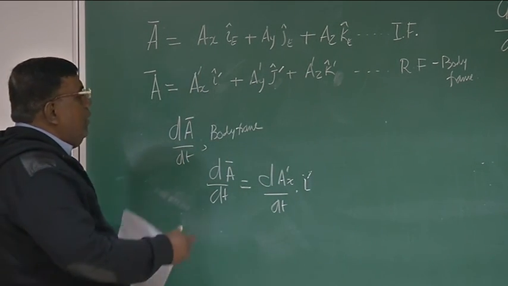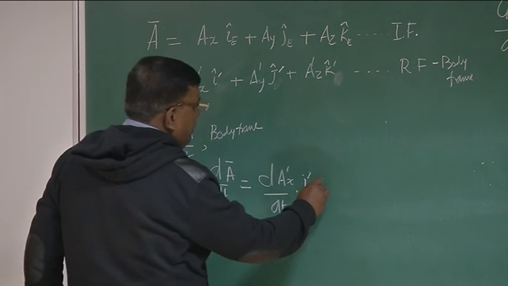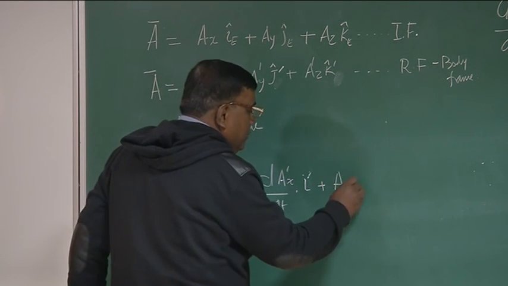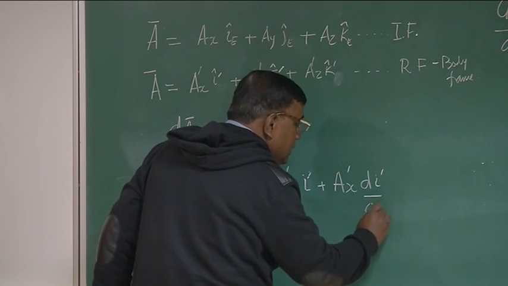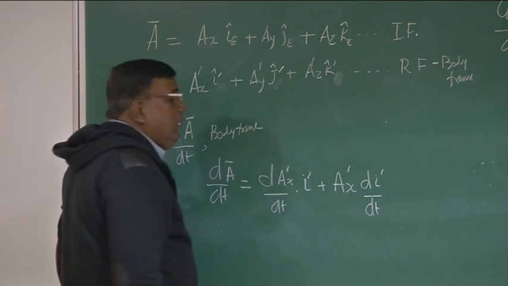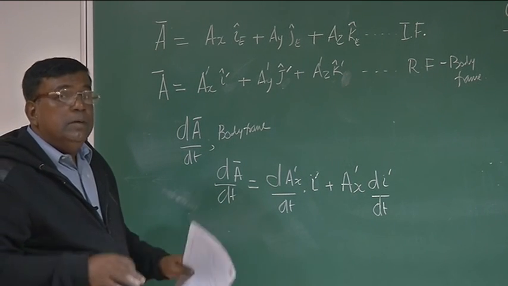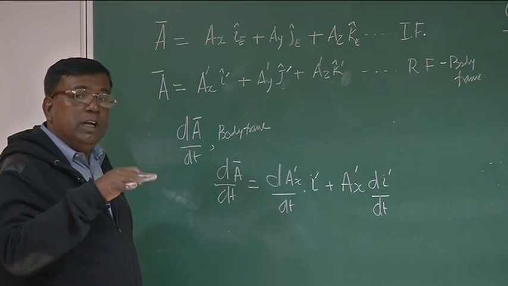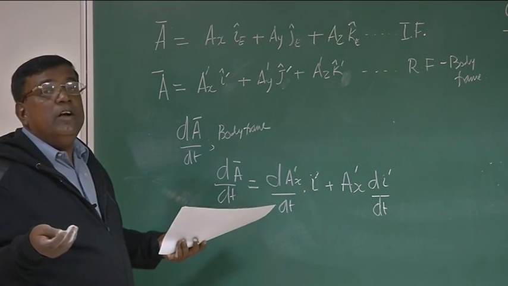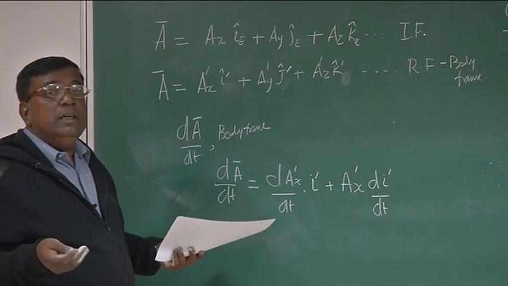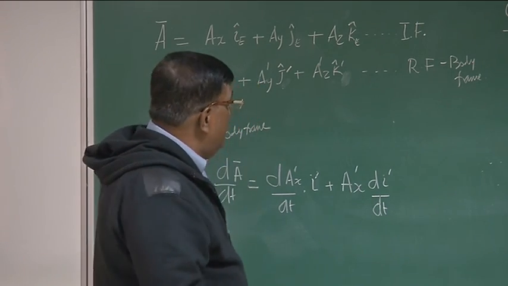Correct? So now I am differentiating, so I get dAx prime by dt I prime plus Ax prime dI prime by dt. Immediately you know that dI prime by dt will not be 0, because as the body rotates, the frame rotates, so the direction of the unit vector rotates. So dI prime by dt cannot be 0, because a vector is a different vector if it has a different direction, even if the magnitude is the same. Right? So what is the next step?